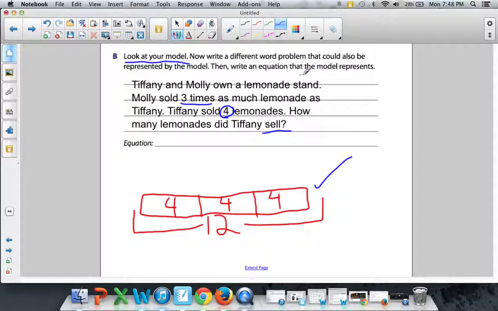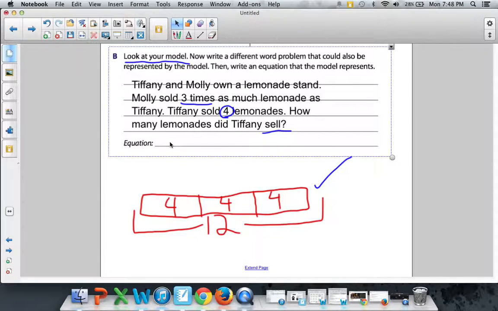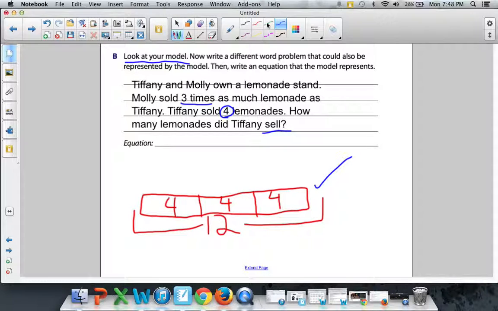Then write an equation that the model represents. So now we've done everything except write a multiplication problem. And that's not so bad, because you just use the numbers we've been looking at the whole time. The first thing you want to do is take a look at what number is inside those boxes. What number is in there? 4. That's how you start.